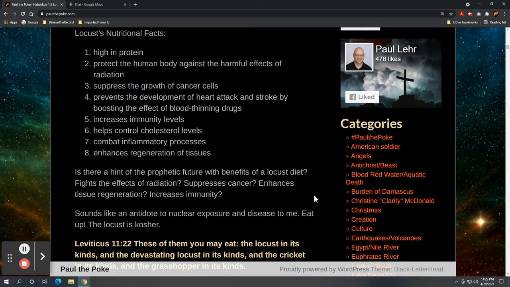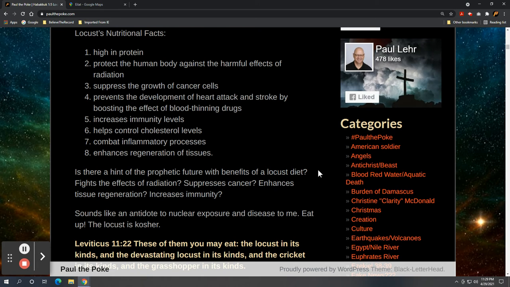Helps control cholesterol levels, again, which would help combat heart attacks and strokes. And combats inflammatory processes. You know, the more you read, inflammation is what causes a lot of disease in our bodies. Eat locusts instead of sugar. And enhances regeneration of tissues. So it helps the healing process. So it makes you wonder if there's a hint of the prophetic future with nuclear radiation or some form of radiation when all hell breaks loose on this planet. Just eat locusts.